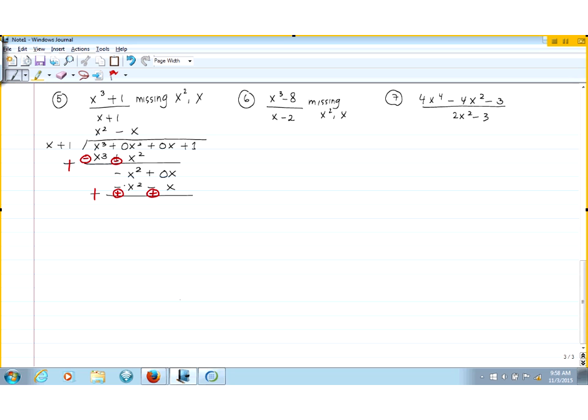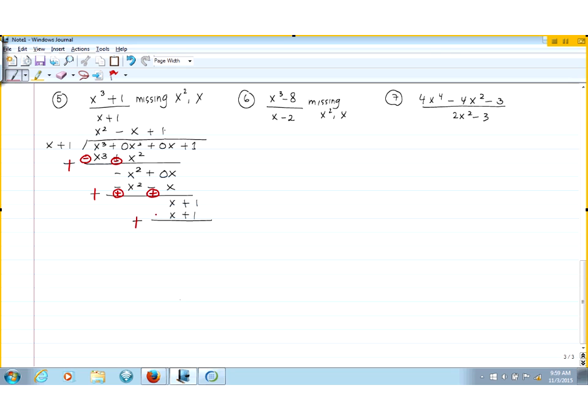Okay. So now these always cancel. Negative x squared plus x squared. Now what about this? 0 plus x. What is 0 plus x? X. Bring down the 1. Now this is x divided by x. What is x divided by x? That's 1. 1 times x plus 1? X plus 1. And then we subtract.